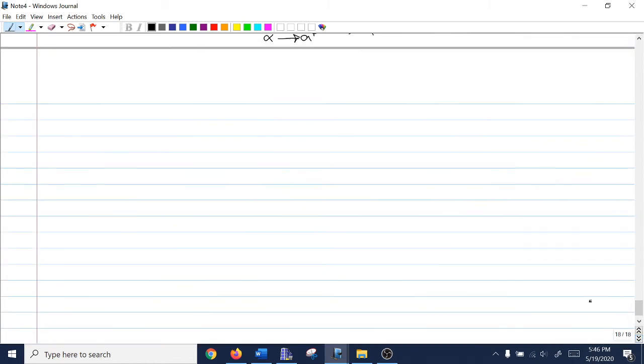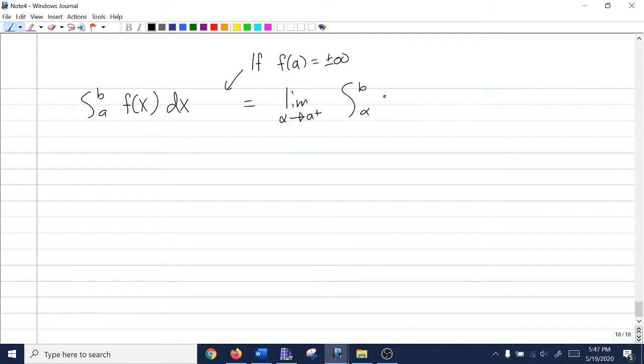So, if f of a is plus or minus infinity, which isn't technically the right way of saying this, but I think you understand what I mean, this is defined to be the limit as alpha goes to a from the right of the integral from alpha to b.